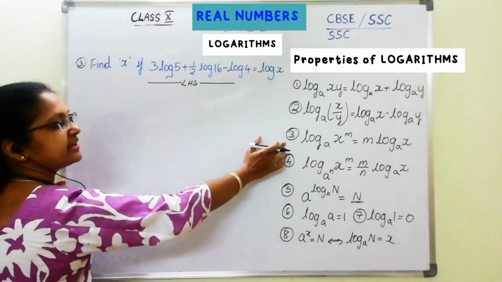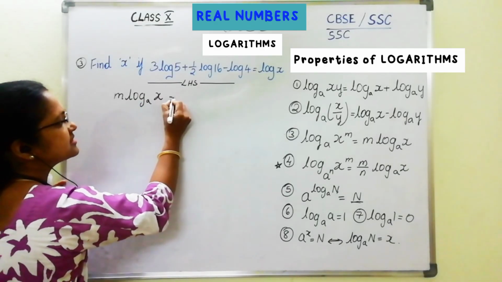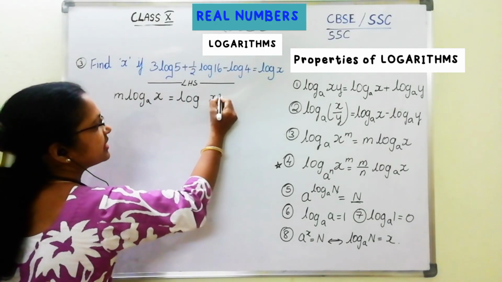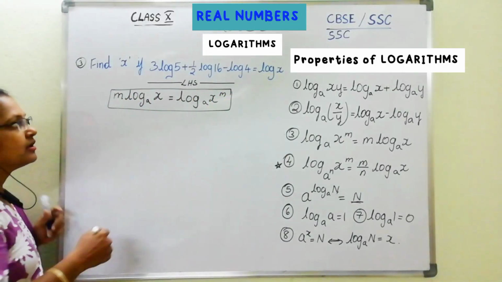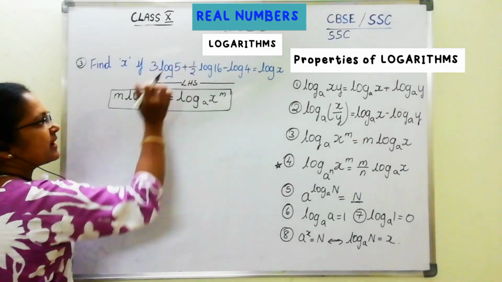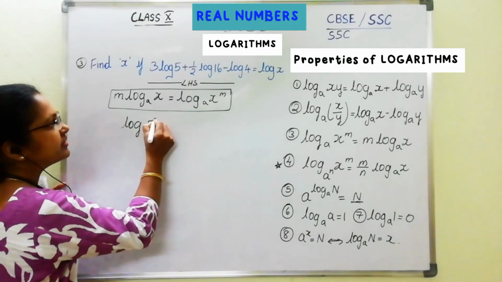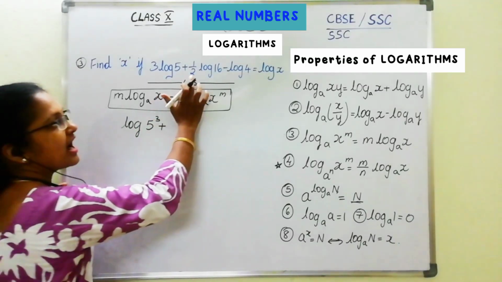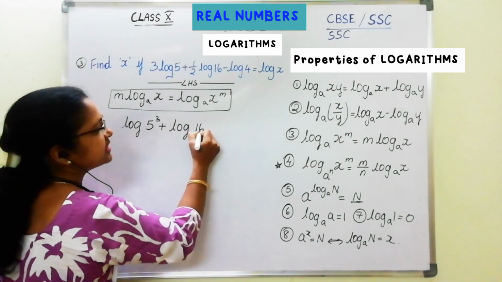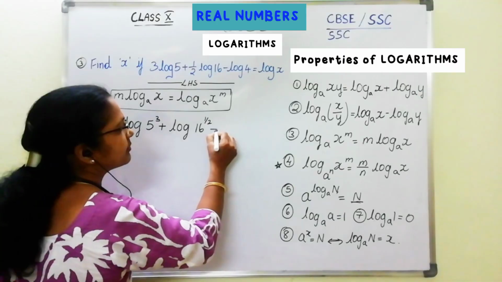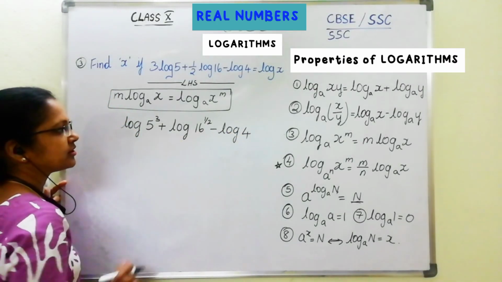So we use this formula in reverse, that is m log x base a is equal to log x power m base a. So we are going to use this formula. We will bring this 3 as power. So log 5 power 3 plus half goes as power to 16, so log 16 power 1 by 2, minus log 4.